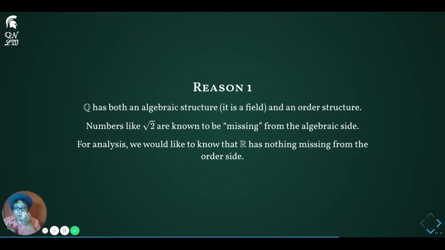The first reason is that the set of rationals has both an algebraic structure and an order structure. On the algebra side, it is a field, which we recall just means that we can do the usual arithmetic operations of addition, subtraction, multiplication, and division on its elements. Numbers like the square root of 2 are known to be missing from the algebraic side. For analysis, it is convenient to be able to know that there are no further missing numbers that come from the order side of things. Both the algebra and order structures for numbers are important for analysis.